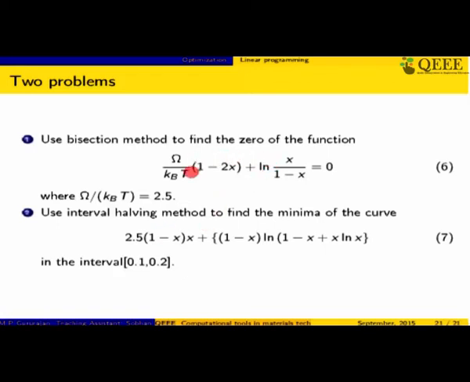So when you use the bisection method and replace this by 2.5, so 2.5 into (1 minus 2x plus ln x) by (1 minus x) equal to 0. What are the zeros of this function when you assume the interval 0.1 and 0.2? Can you use the bisection method to find the zero and tell me how many iterations and what value you converge to?